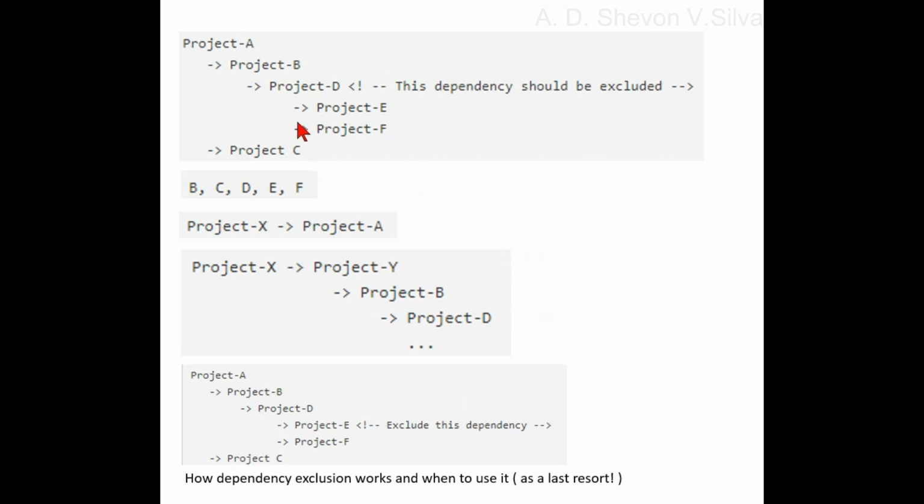This diagram shows that project A depends on both project B and C. Project B depends on project D, and project D depends on both E and F. By default, project A's class path will include B, C, and D, E, and F.